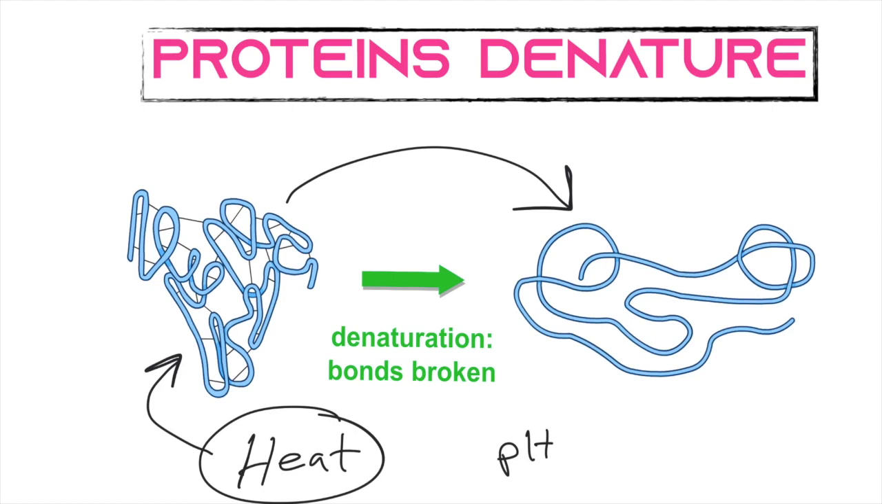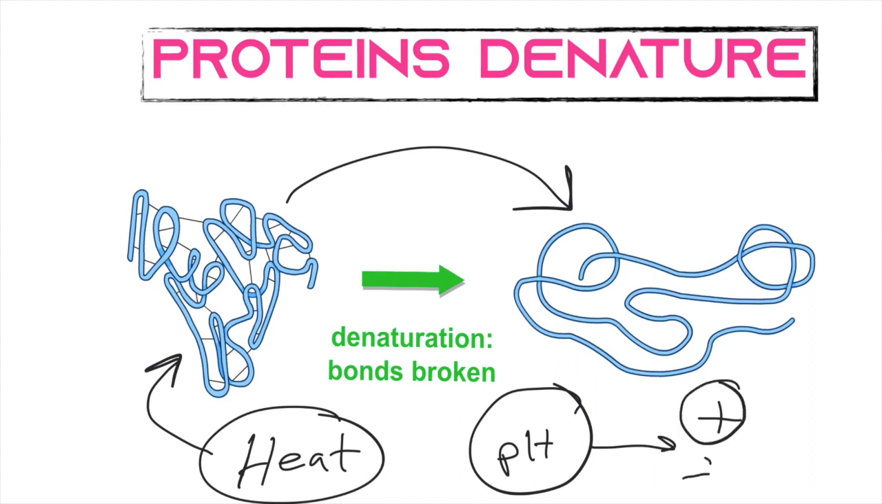On the other hand, pH results in the change in the overall charges of the protein. pH messes up the positive and negative charges on the R groups, and this also results in the breaking of specific bonds in the 3D structure of a protein. These bonds are the ionic bonds. So heat breaks hydrogen bonds while pH breaks the ionic bonds.